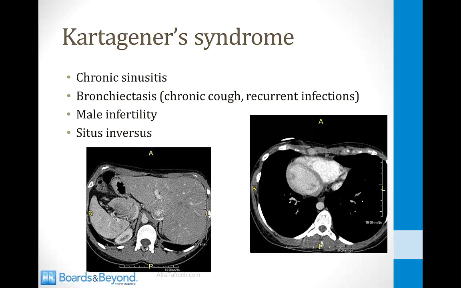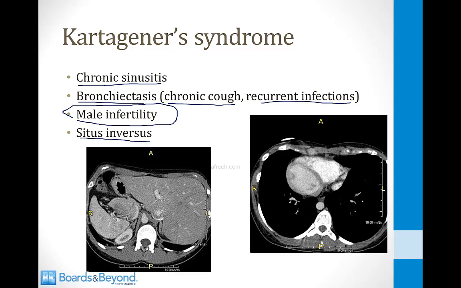So what are the elements of Kartagener syndrome? First, it's chronic sinusitis from poor ciliary function in the sinuses, bronchiectasis in the lungs with chronic cough and recurrent infections. Men will be infertile because they don't have normal ciliary function in their sperm. And then finally, patients with Kartagener syndrome develop situs inversus, where the organs in the thorax and abdomen are backwards.